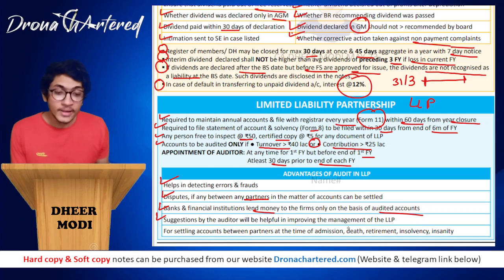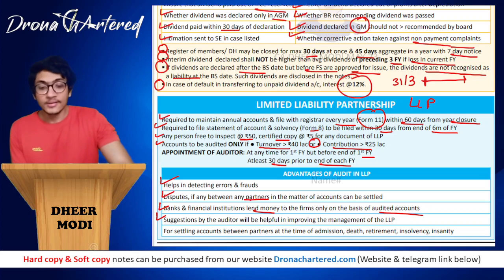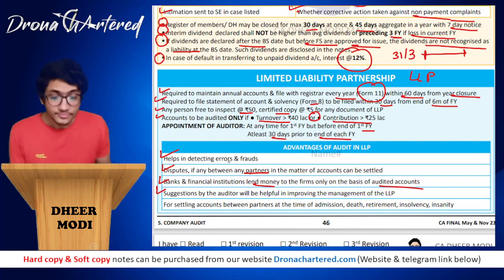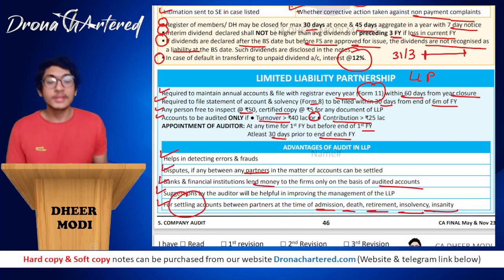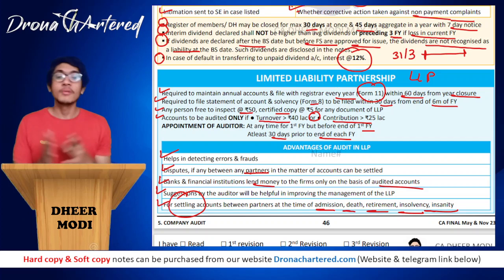Suggestions by the auditor will be helpful in improving management of the LLP. And last is for settling accounts between partners at the time of admission, death, retirement, insolvency, or insanity. So for settling the accounts in such a case, your audit will be very helpful.